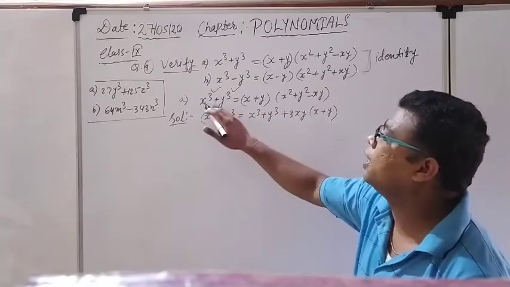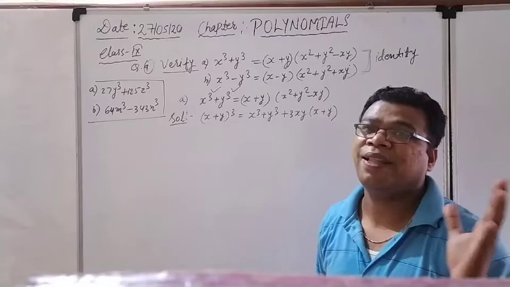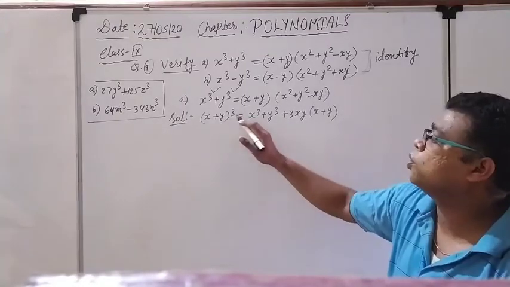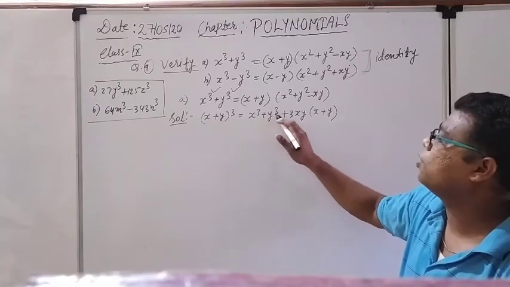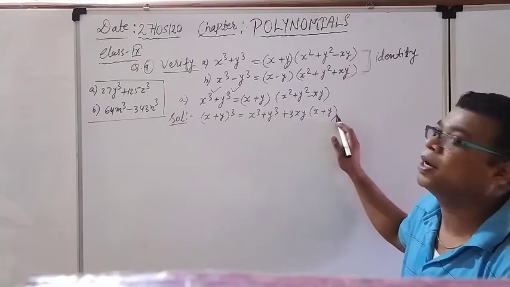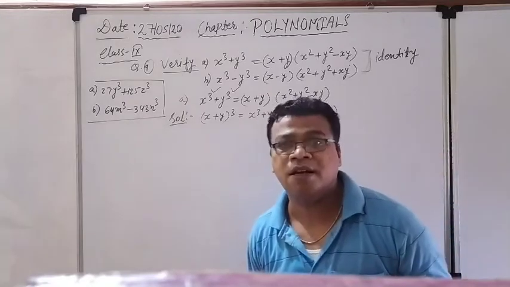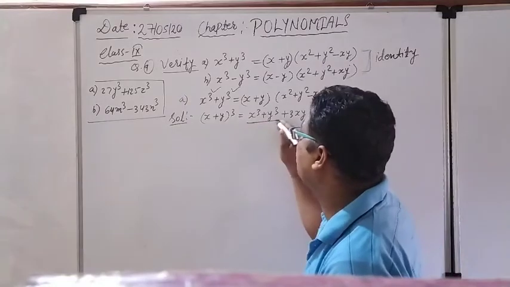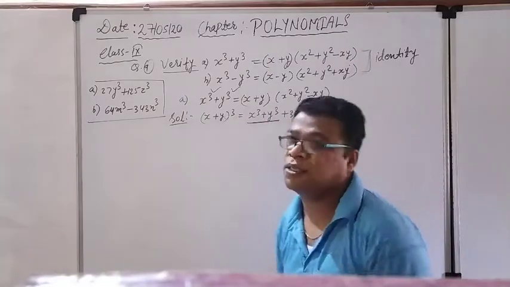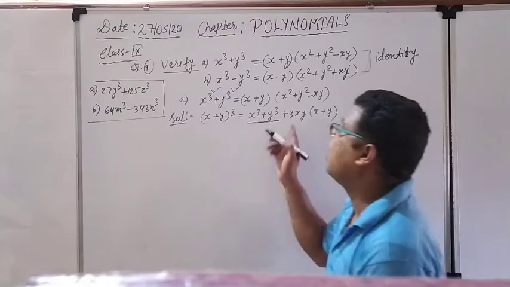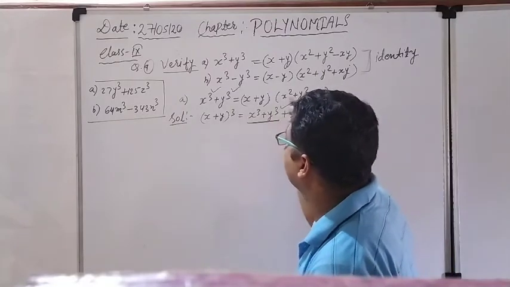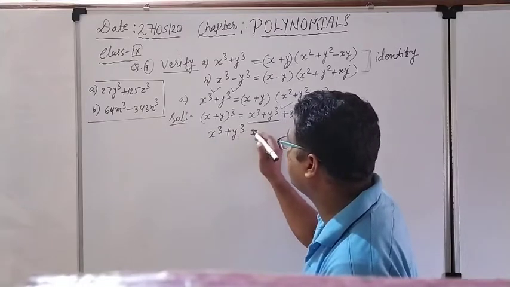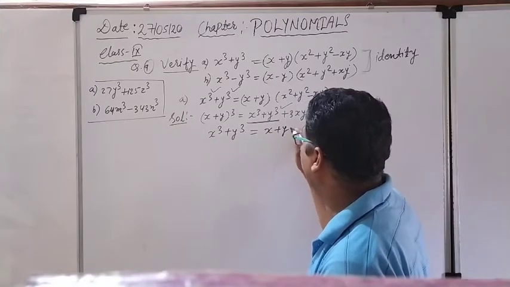x cube plus y cube comes in the expansion of (x plus y) whole cube. And what is the expansion of (x plus y) whole cube? It is x cube plus y cube plus 3xy(x plus y). We have already learned that and solved many questions related to it. This x cube plus y cube comes in the expansion of (x plus y) whole cube, and we have to find its value. So it gives me (x plus y) whole cube.